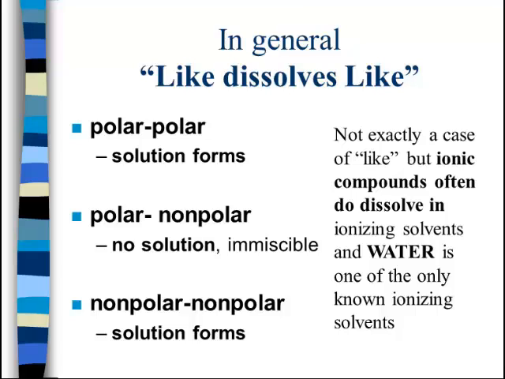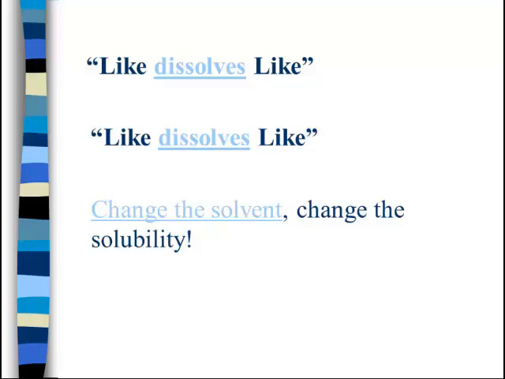We can extend this to include ionic compounds. It isn't exactly a case of like, but ionic compounds often do dissolve in ionizing solvents like water. So let's take a look at some examples of like dissolves like. And let's also look at what happens when you change the solvent, how much that will change the solubility. Because remember, changing the solvent is going to require different solute-solvent interactions to be able to take place.